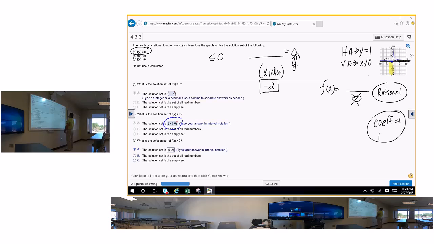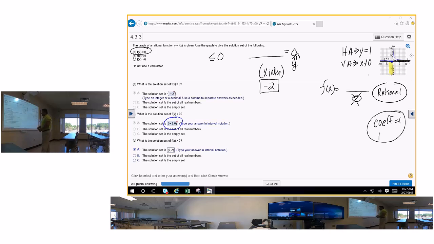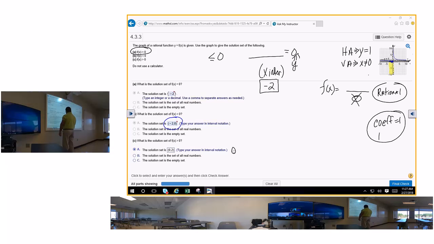But I still don't understand why they get 2. From 0 to 2, it's above the... Okay, I don't understand that last one. Oh, that's not the right answer. Okay, it should be from 0 to infinity. That's where it's above this line right here.